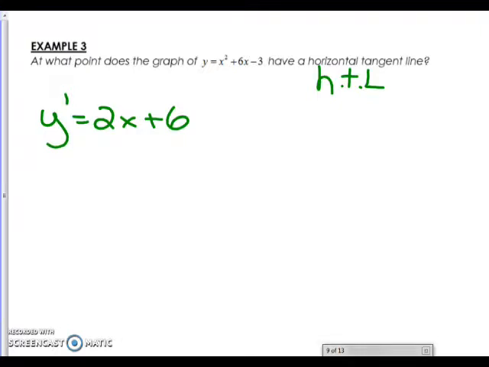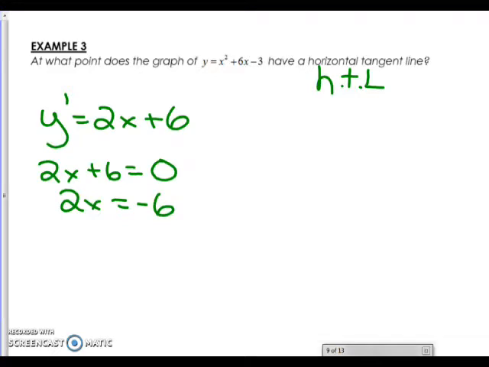So again, because it says horizontal tangent line, what do I know about a horizontal line? The slope is 0. Well, I know slope is code for derivative. So that's why I'm going to take my derivative and set it equal to 0. And there's a nice problem for you to solve. You wish that your life was this easy. So you get negative 6 over 2, so that's a negative 3.